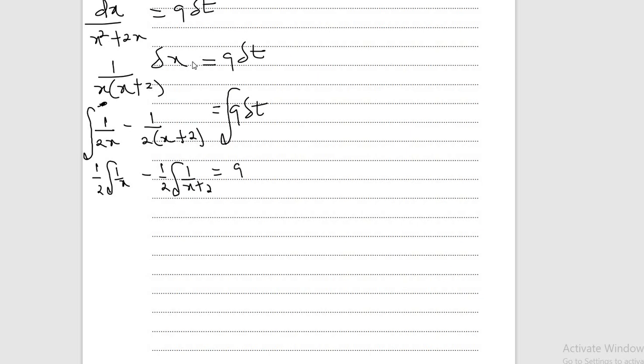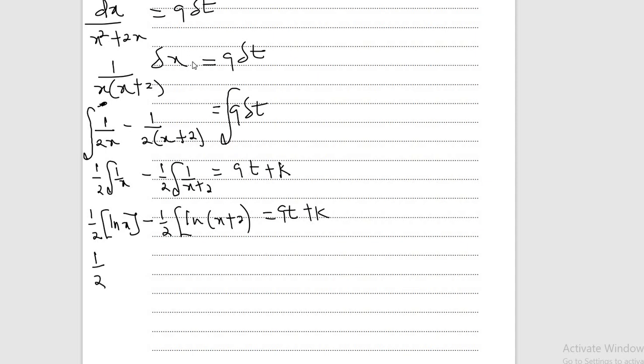This one will give us 9t plus an arbitrary constant. Let me use k. So from here we have half. When you integrate 1 over x, we have ln x. When you integrate 1 over x plus 2, differentiation of x plus 2 is 1, so this one will give us ln of x plus 2, equal to 9t plus constant. At the end of the day, half is common, so we have half ln of x over x plus 2 equal to 9t plus k.